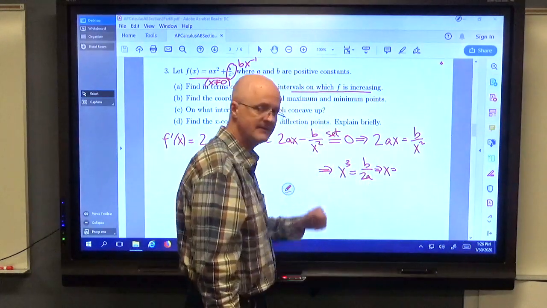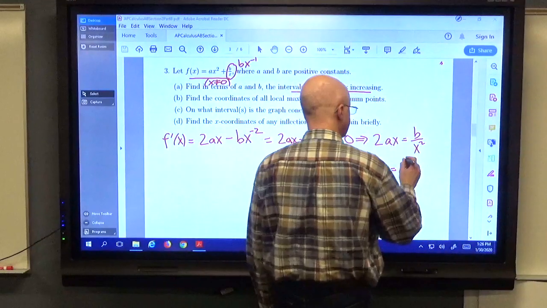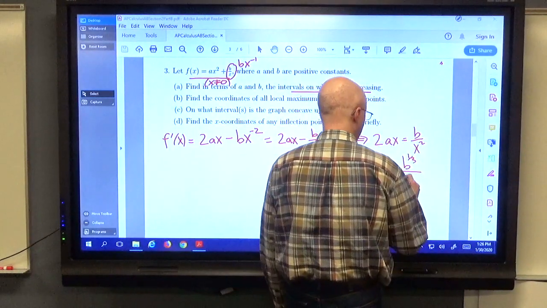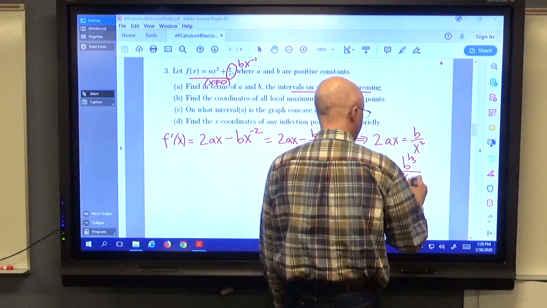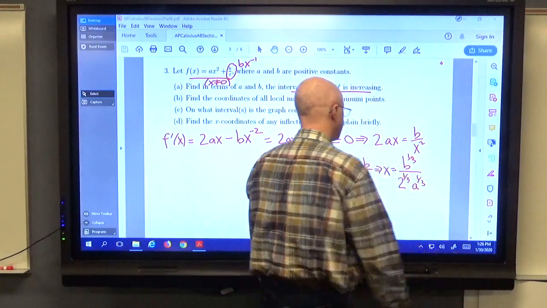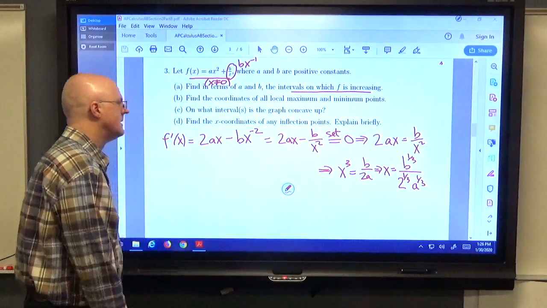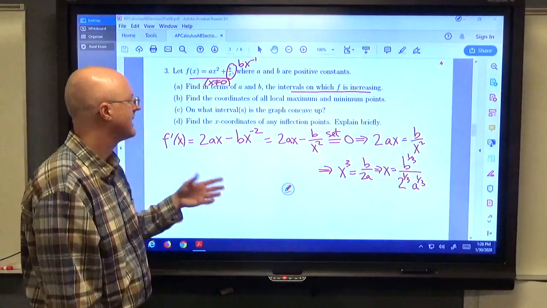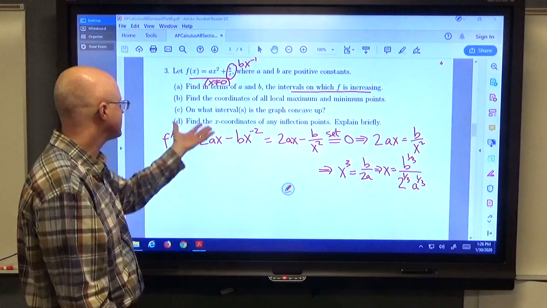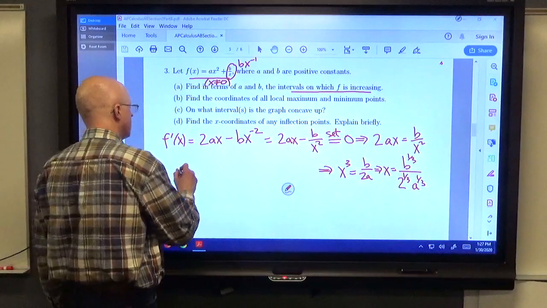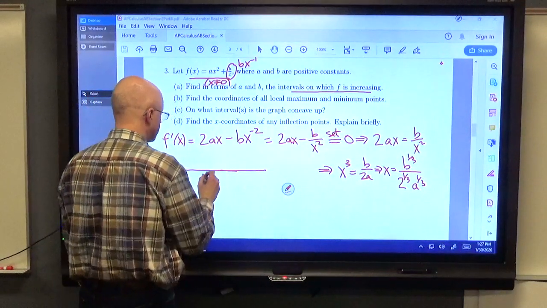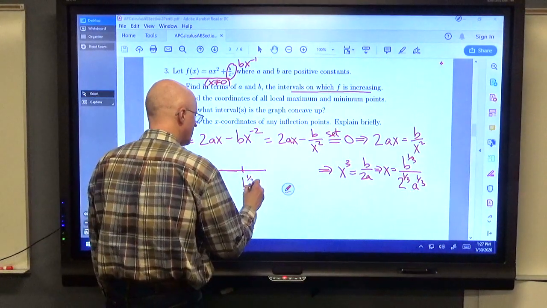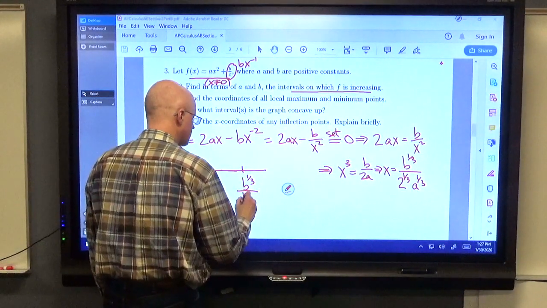x is going to be the cube root of this, which I think it's going to be best to leave in terms of a fractional power, a 1/3 power. b to the 1/3 over 2 to the 1/3 times a to the 1/3. There's your critical point, and that makes the derivative equal to 0. And again, there's really, in a sense, another one at x equals 0. It's not even defined there. Those are the 2 spots where the derivative could change sign: 0 and that number there, b to the 1/3 over 2 to the 1/3 times a to the 1/3.